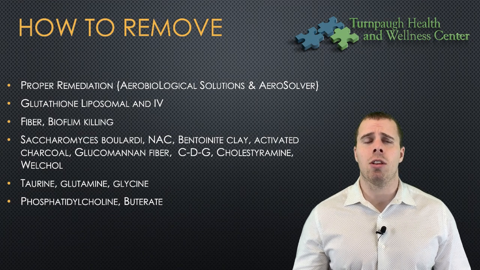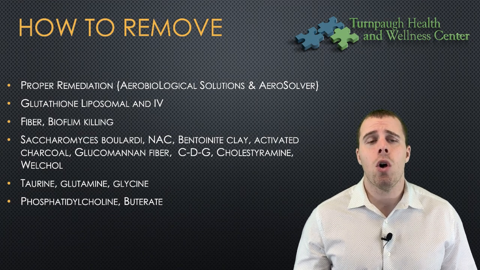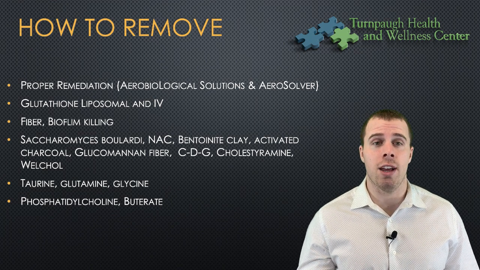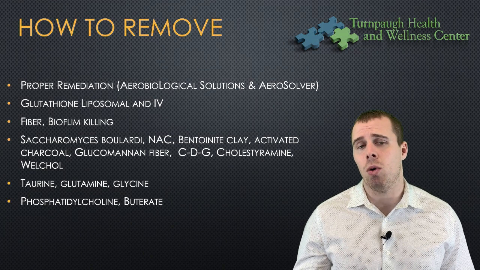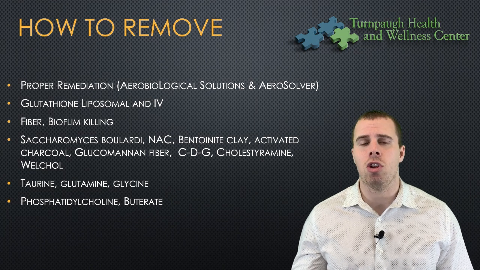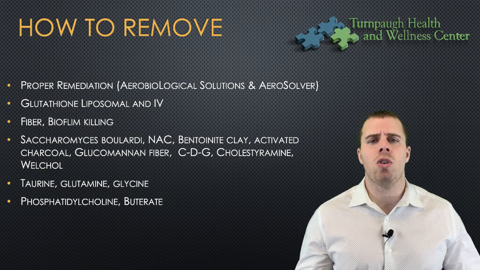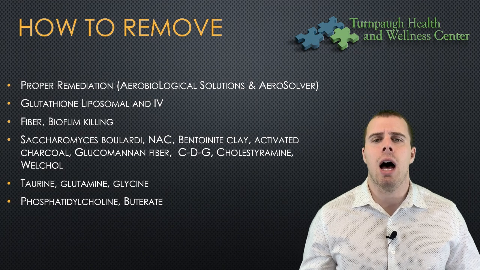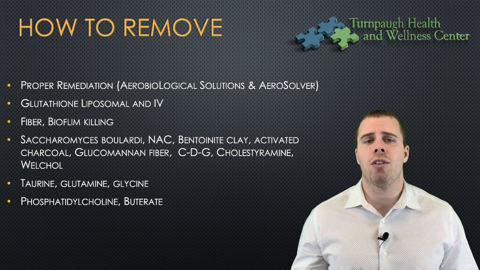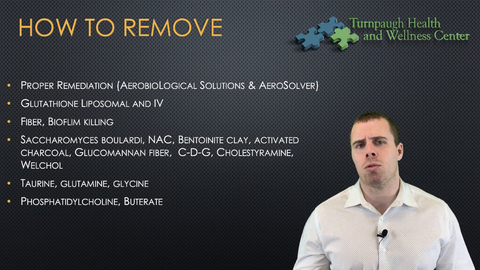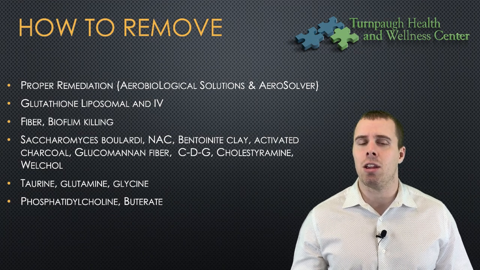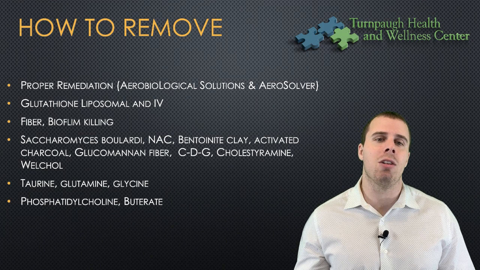So again, just to summarize for the repair: more importantly, first, we remove the exposure. We're binding molds and mycotoxins. We're using glutathione to help initiate detoxification. We're using taurine, glutamine, and glycine to initiate phase 3 detoxification. And if we're having a lot of brain symptoms or issues, using phosphatidylcholine and butyrate to heal the gut that's connected to the brain and heal the phospholipid bilayer that's in the brain.